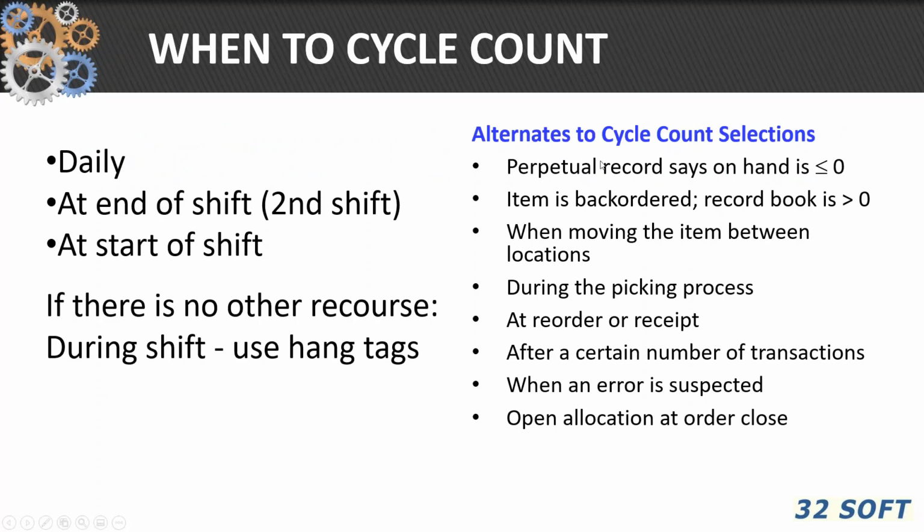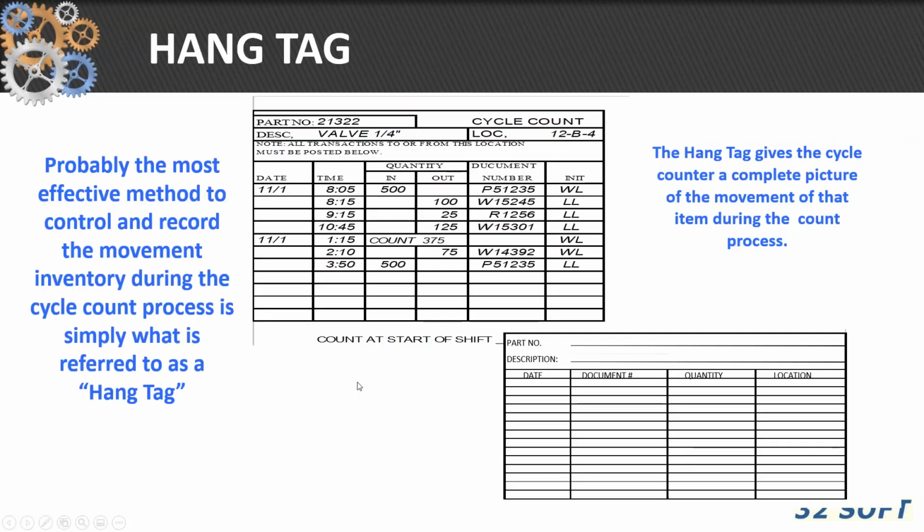There are also other types of selection criteria for cycle counting. Perpetual record equals 0, that's a good time to count. You haven't got any, so go verify you don't have any. Is the item back ordered? When we move items between locations, the stock guys are already handling the material, probably a good time to cycle count it. During the pick process, when suspected errors occurred. So there's lots of different ways to do it, but if there are no other resources and you have to do it during the shift, use a hang tag.